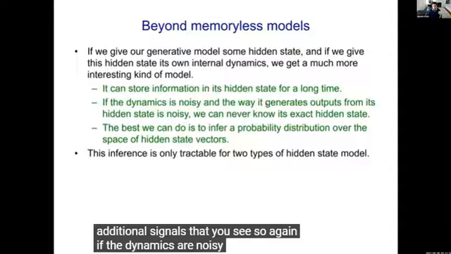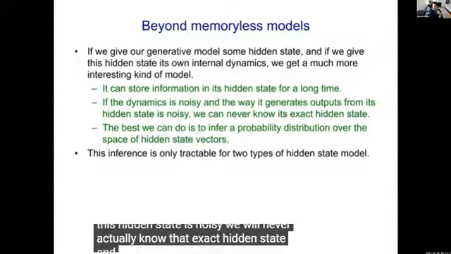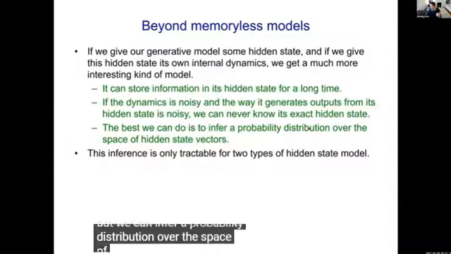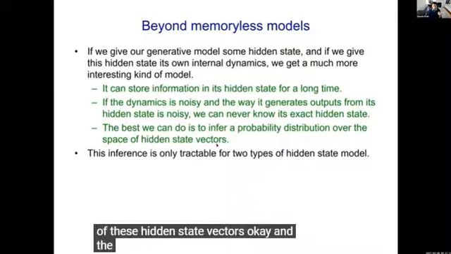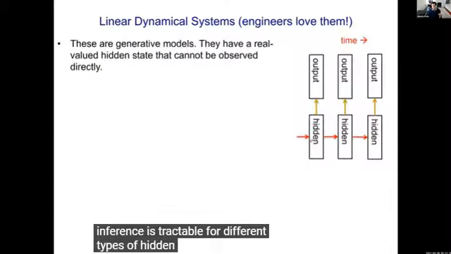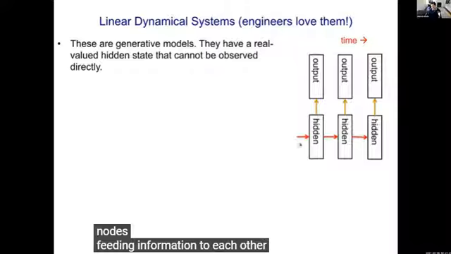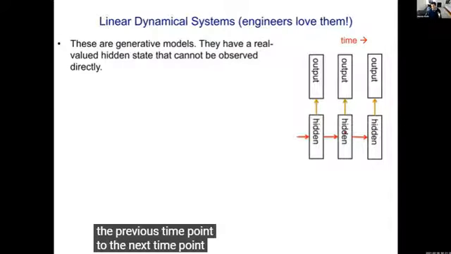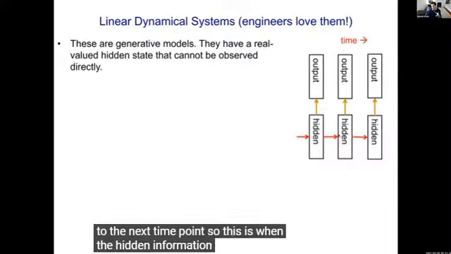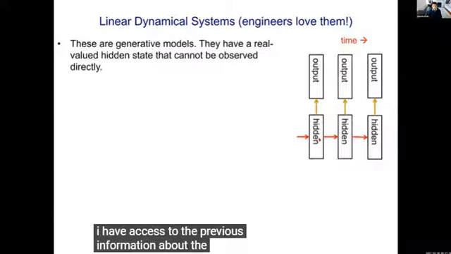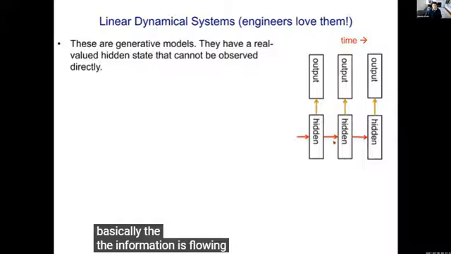So again, if the dynamics are noisy and the way we aggregate inputs from the hidden state is noisy, we will never actually know that exact hidden state, and that exact hidden state can be extremely complex, but we can infer a probability distribution over the space of these hidden state vectors. And the inference is tractable for different types of hidden models, where we can basically have the hidden nodes feeding information to each other from the previous time point to the next time point. So this is when the hidden information is propagated. That basically means that in making my next prediction, I have access to the previous information about the hidden model. So basically the information is flowing through the hidden nodes.